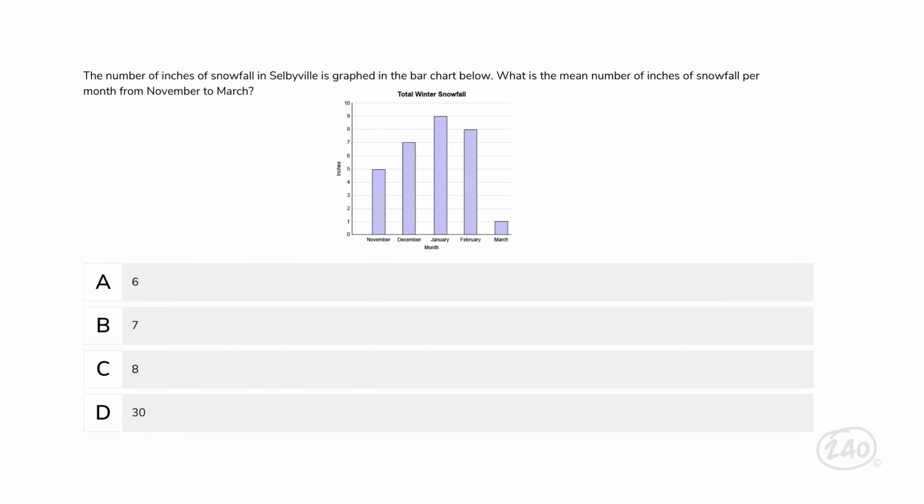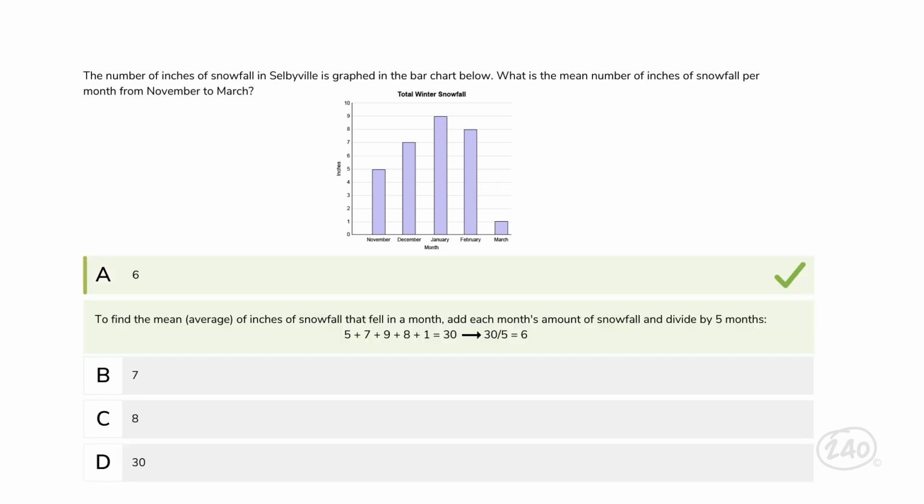Let's look at a question on statistics. The number of inches of snowfall in Selbyville is graphed in the bar chart below. What is the mean number of inches of snowfall per month from November to March? To find the mean, we need to add up all values and divide by the number of values in the data set. So 5 plus 7 plus 9 plus 8 plus 1, which equals 30. There are 5 data points, so 30 divided by 5 gives us 6. So this one is correct.